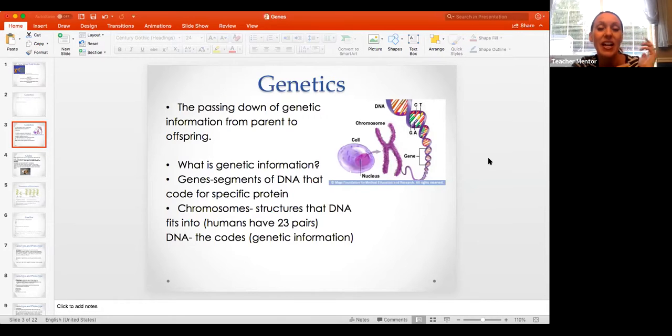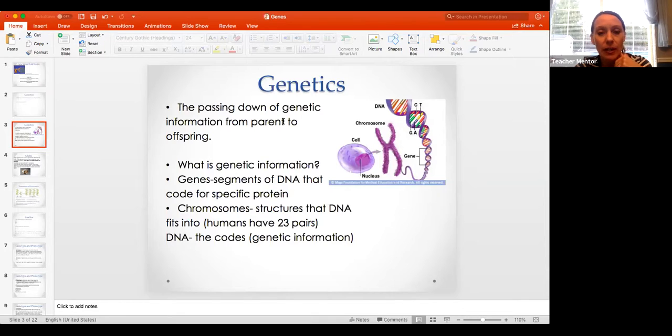Okay, so when we think about genetics, when we define genetics, it's the passing down of genetic information from parent to offspring. That's the big thing. When we think about where our genes come from, or where our traits, who we are, come from, it comes from parent to offspring, and that includes all organisms. So we're not just talking about humans here, okay? All organisms have what we call a parent, and then of course we have the offspring.